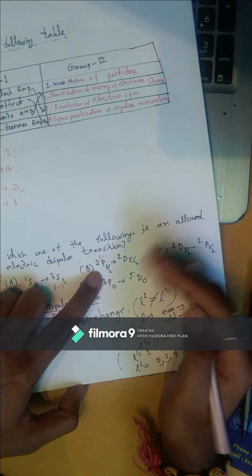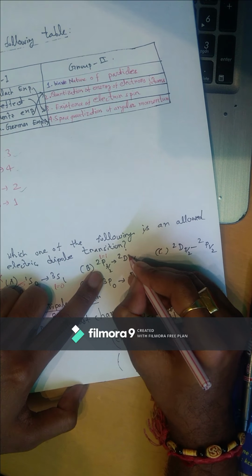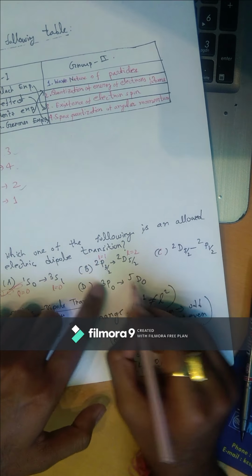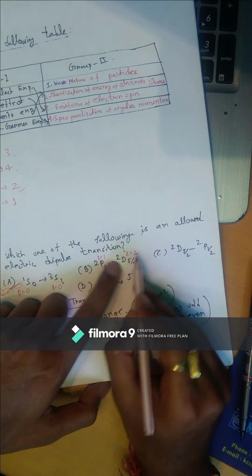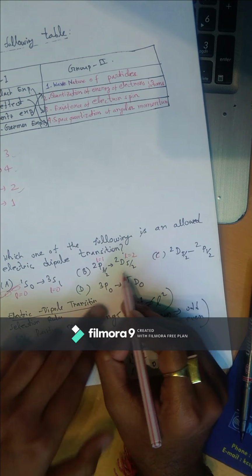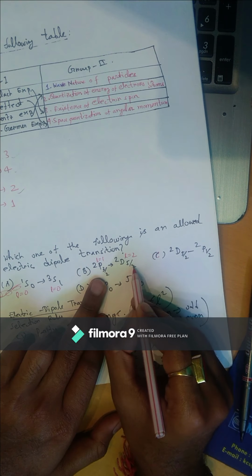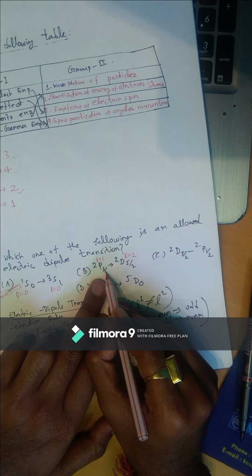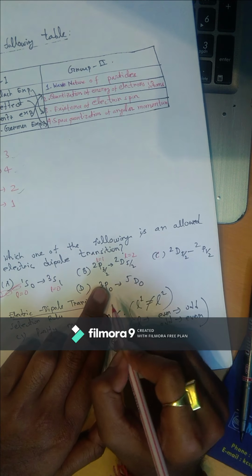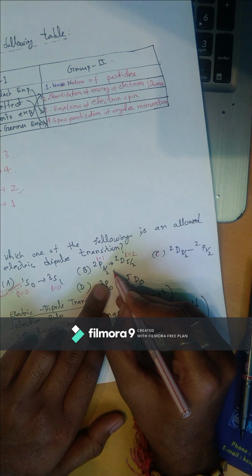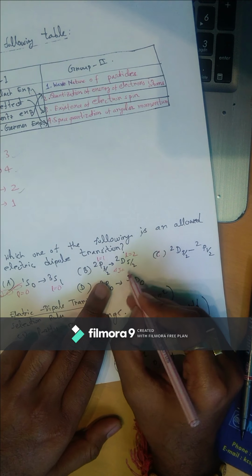For the second case, here L equals 1 and here L equals 2, so L is changing from odd to even. And also for the delta j value, here j is 3 by 2 and here j is 5 by 2, so delta j is 1.